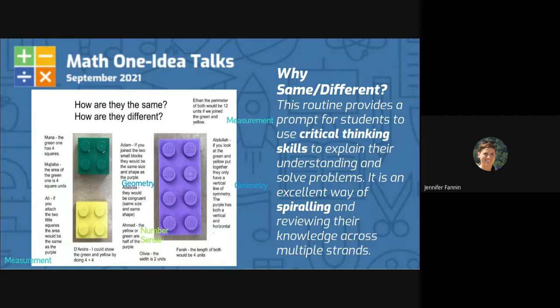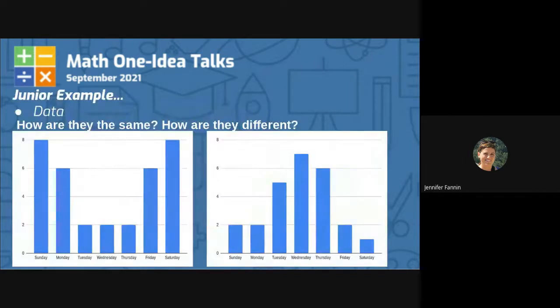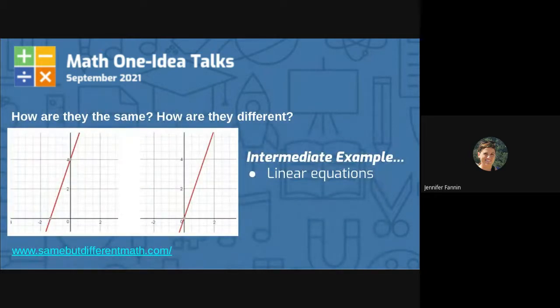Here's another example coming from the same different images website. This primary example is more related to the number strand, could be used for multiplication, repeated addition, division. This example is from my own practice again. It is a simple screen capture of different graphs, and we used it to discuss data-related topics of central tendency, distribution of data, etc. And this is an intermediate example, which could be used to bring up topics surrounding linear equations.